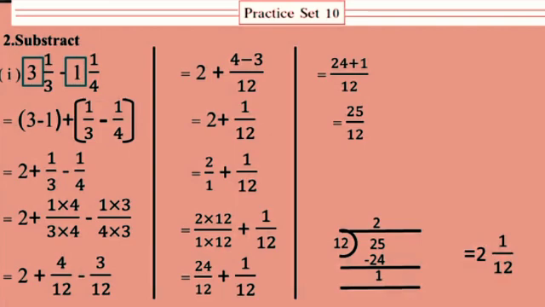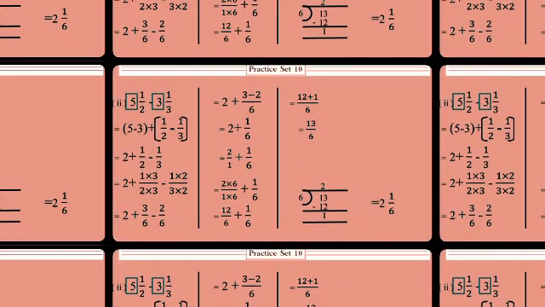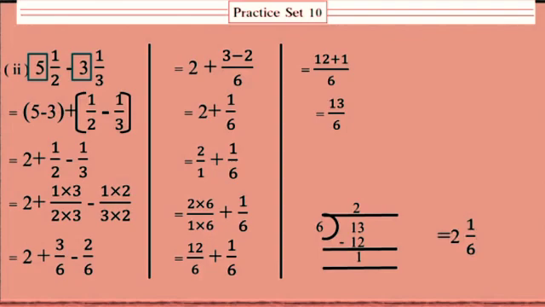Again, we'll make the denominator common with the common fraction. It is 12. So, 1 multiplied by 12 and numerator 2 multiplied by 12. Equation is 24 upon 12 plus 1 upon 12. Answer is 24 plus 1 upon 12. Here the fraction is 25 upon 12. Let us convert into mixed fraction. So by dividing, we get the mixed fraction. The answer is 2, 1 upon 12.